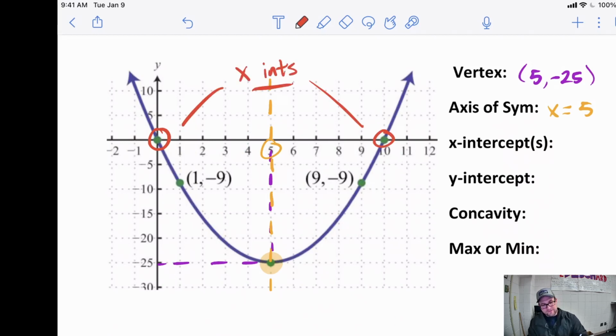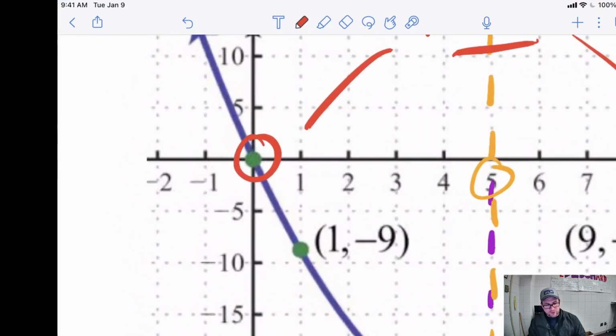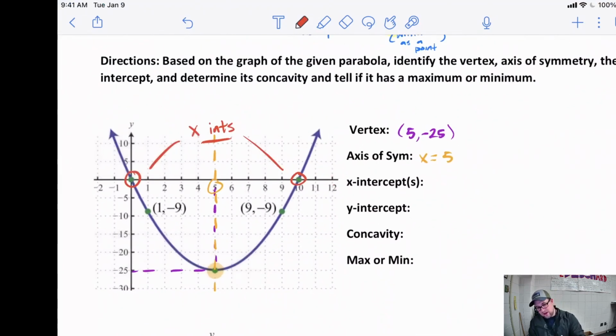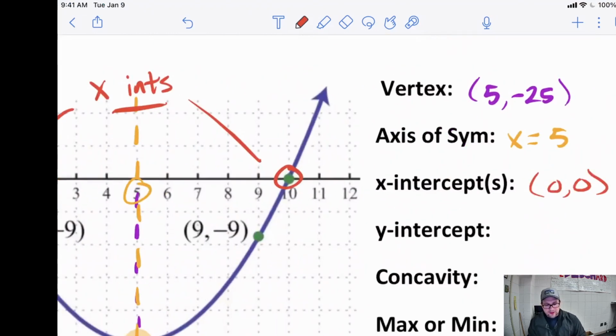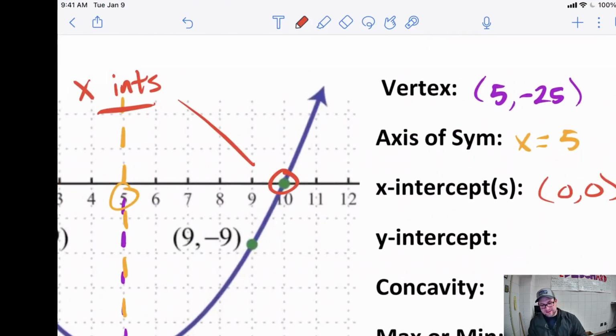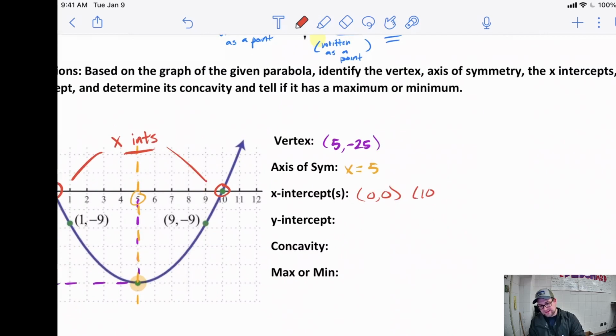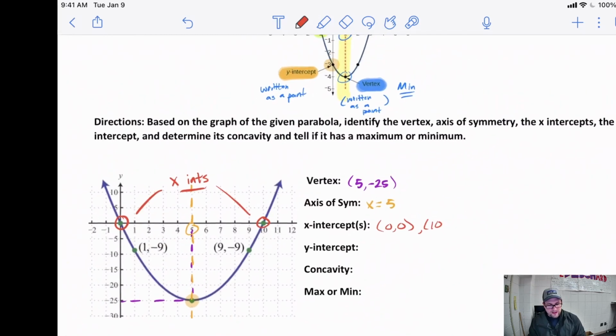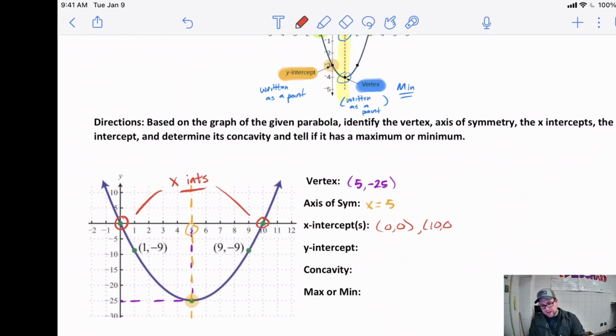Now, it looks like our first x-intercept passes through the origin. So we're going to say that our x-intercept happens at 0, 0. Our other x-intercept happens when x is equal to 10. So we're going to say that that is at 10, and then the y value of that point is 0 as well. So 10, 0.